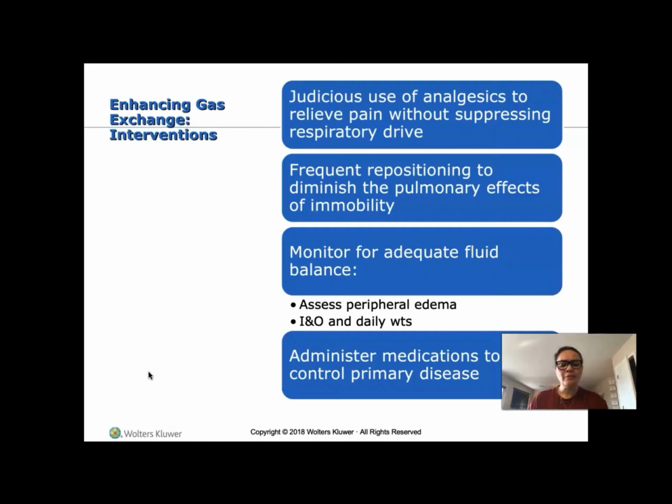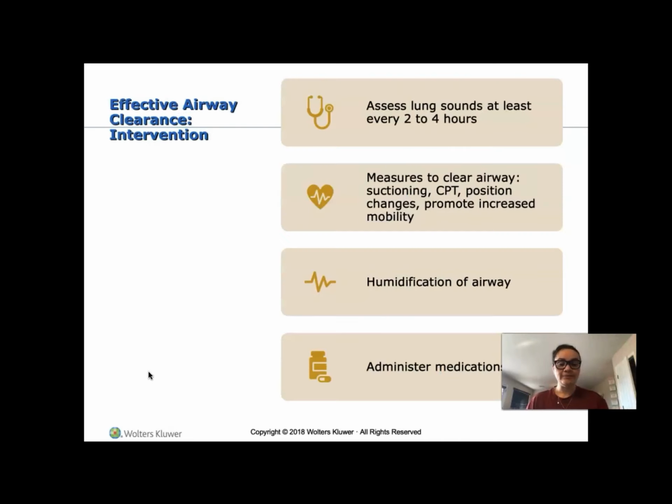Okay. Administer medications to control primary disease. There's always a reason. There's always a cause. So when you walk in to take care of this patient, what brought them here? What caused them to get intubated? What caused them to have this impaired gas exchange? They could have a few comorbidities on top of all this that can even make it worse for them to heal. So priority care needs to be to make sure we keep that diabetes under control while they're here. They have a history of heart failure, to make sure we're giving that heart failure medicine. We're removing that excess edema.